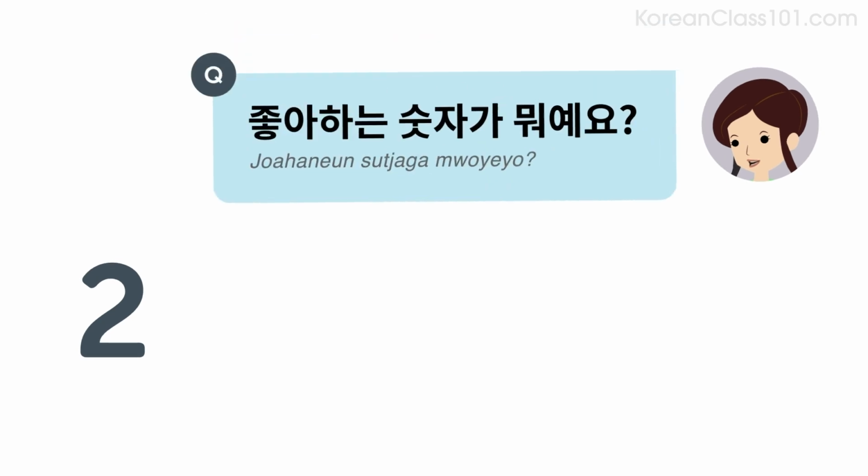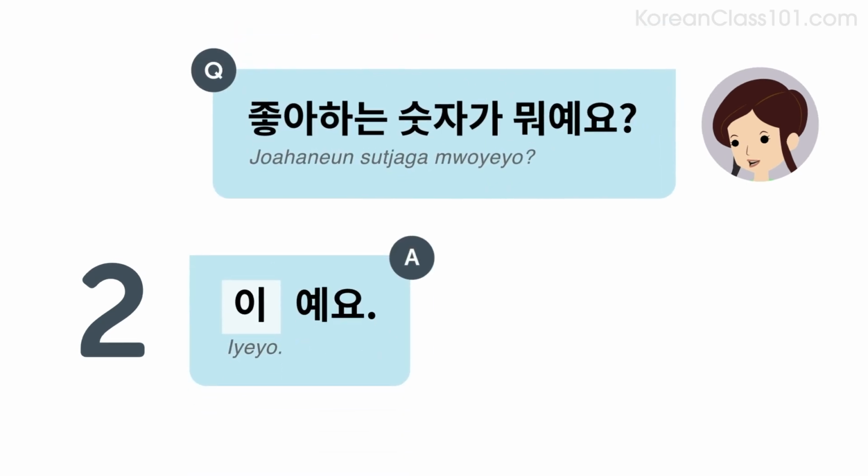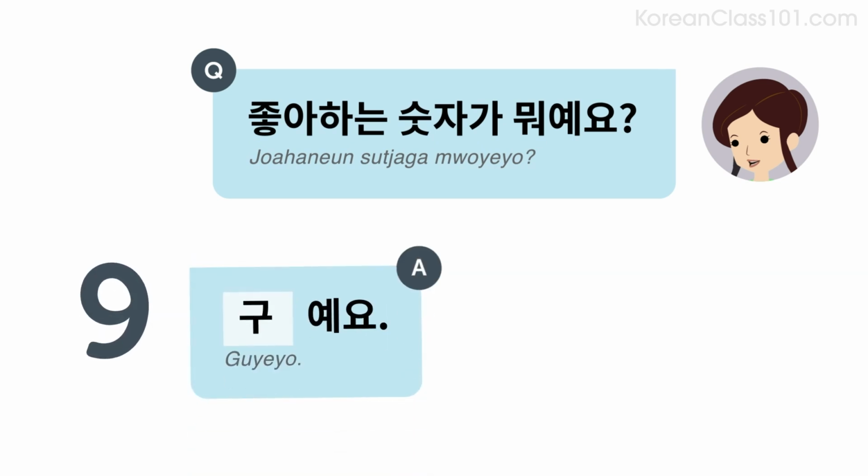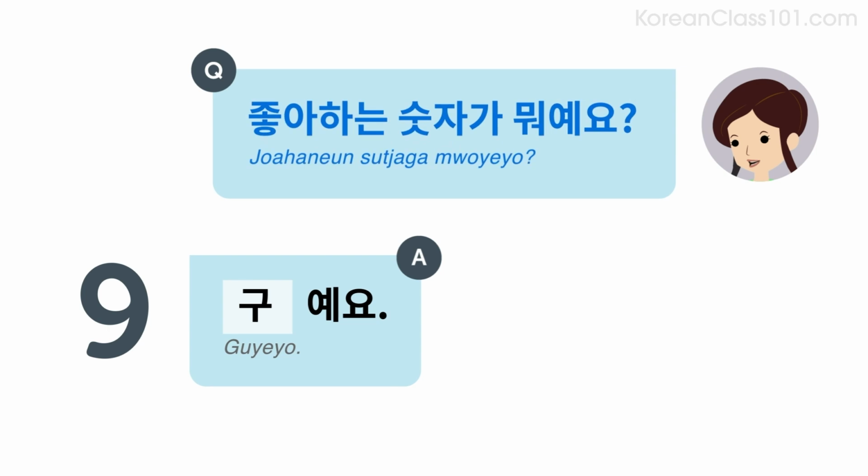Let's look at some examples. Listen and repeat or speak along with the native speakers. 좋아하는 숫자가 뭐예요? 2예요. 좋아하는 숫자가 뭐예요? 4예요. 좋아하는 숫자가 뭐예요? 9예요.